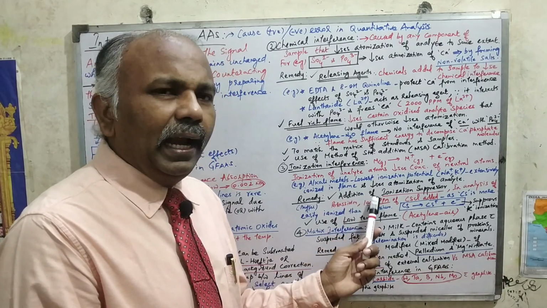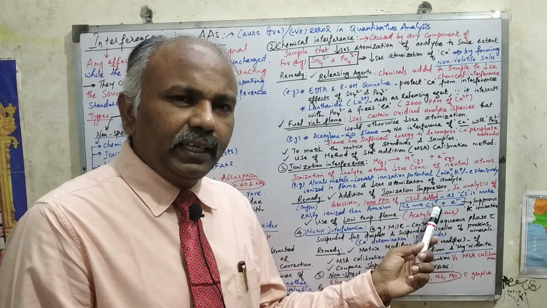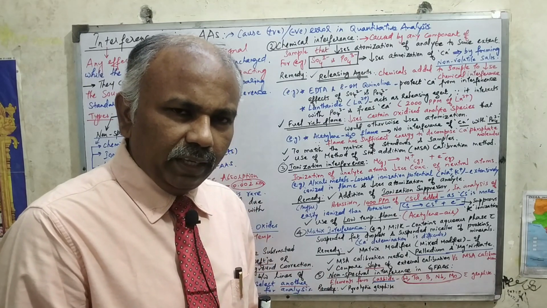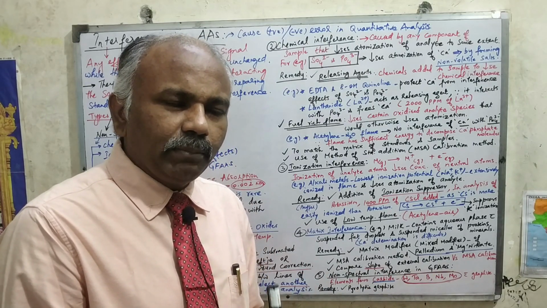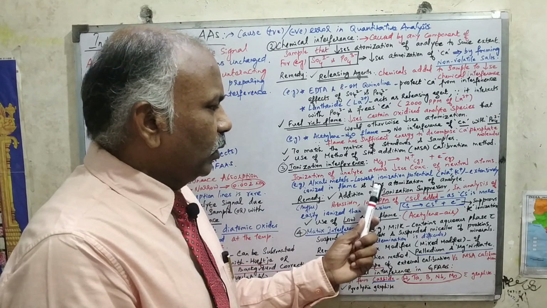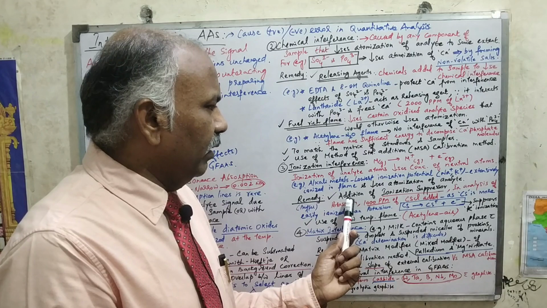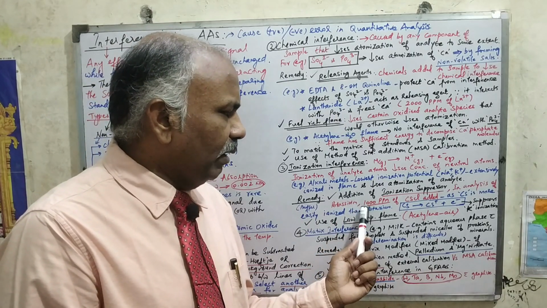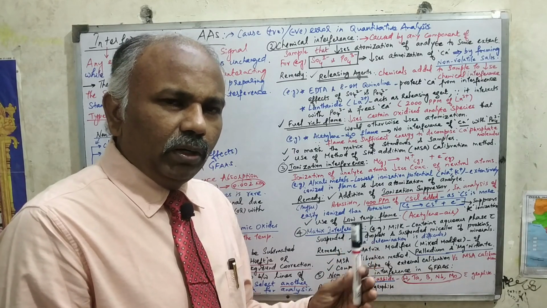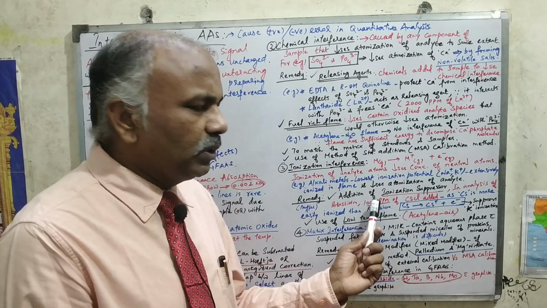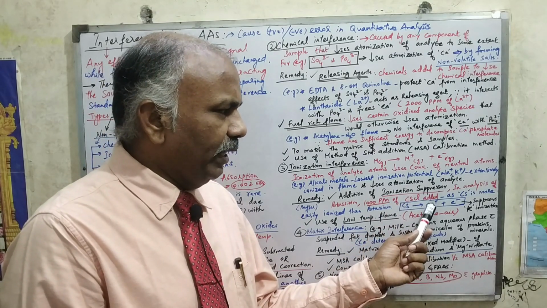You have to add some ionization suppressing agent, or sometimes we call it an ionization buffering agent. With the sample, you have to add some ionization suppressing agent or ionization buffering agent. I will just give an example here. In the analysis of potassium, if I want to analyze the concentration of potassium present in the sample, I just add 1000 parts per million of cesium chloride.